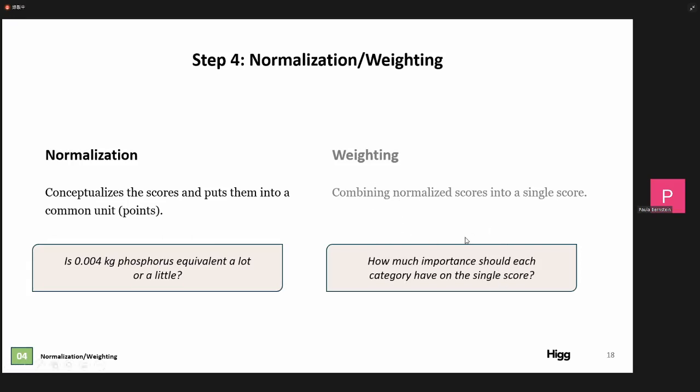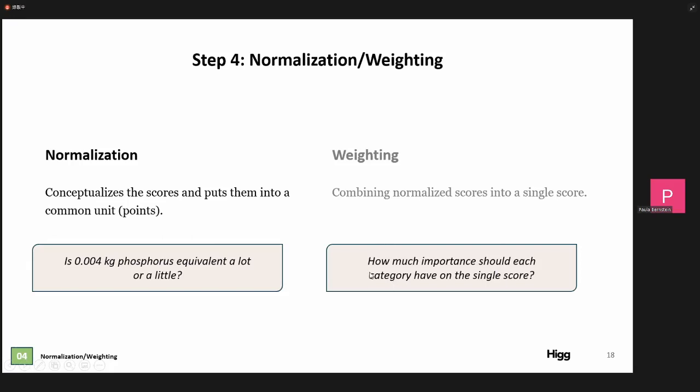Weighting, I have grayed out here because we used to do this in the MSI, but we removed this when we removed the single score at the beginning of the year. But I included it here for context because this is something that you can do in LCAs. It's allowed in the standards, and that is why we did it for a while.